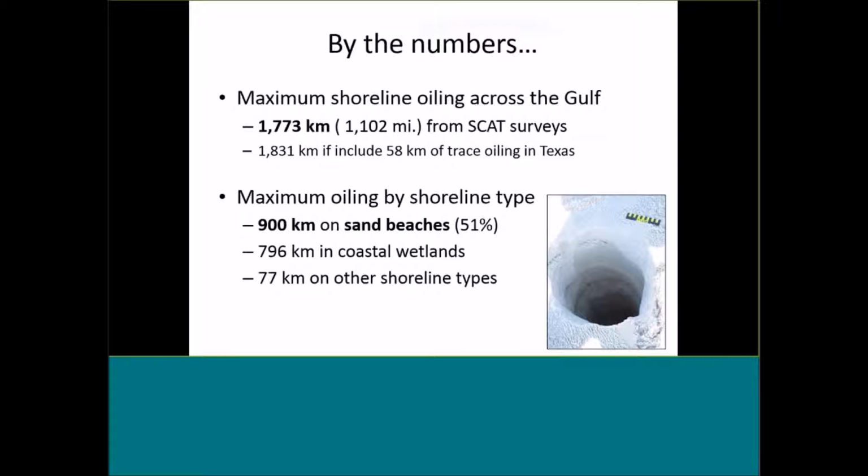So maximum shoreline oiling across the Gulf. Remember what maximum was: the worst-case oiling observed along every segment of beach or shoreline that was surveyed. So 1,773 kilometers, over 1,100 miles, just based on SCAT surveys Gulf-wide. SCAT did not operate in Texas during the spill. The State of Texas did document some trace oiling in their area, about 58 kilometers.